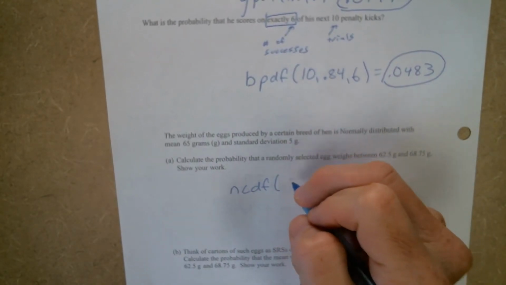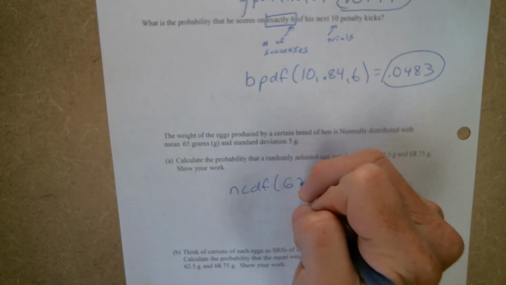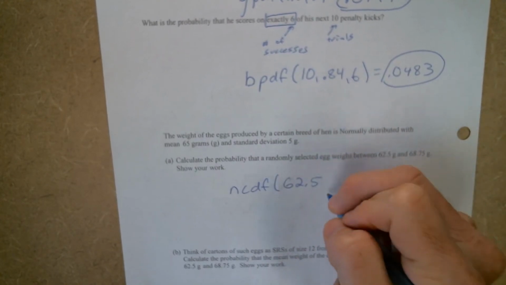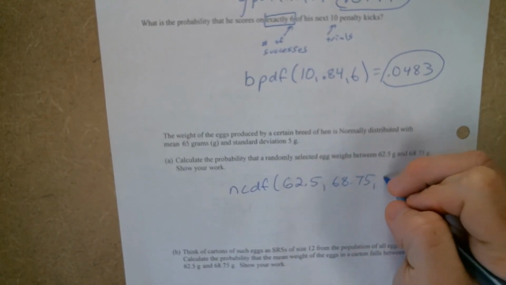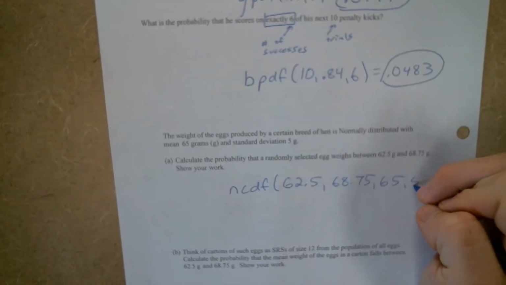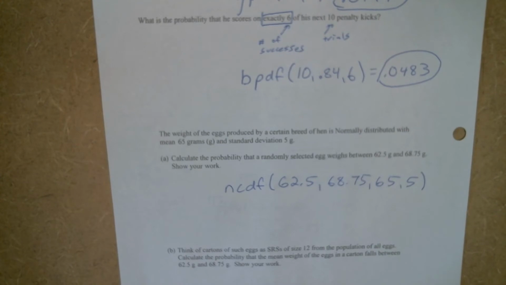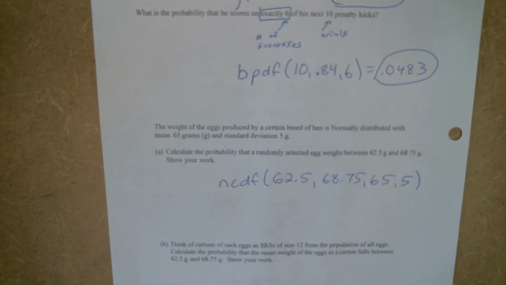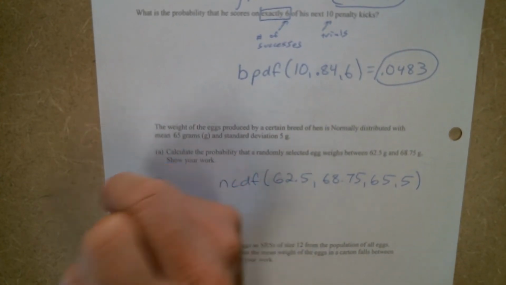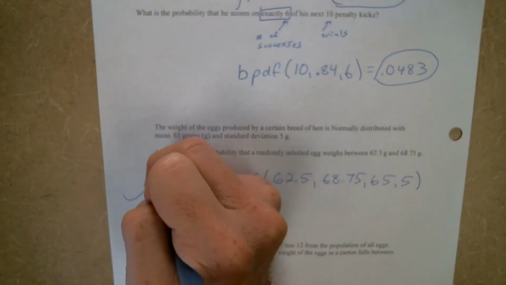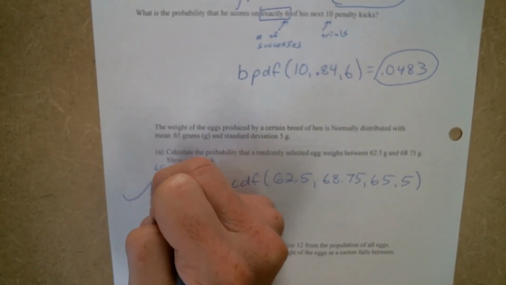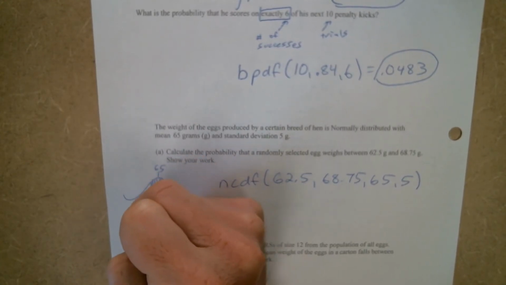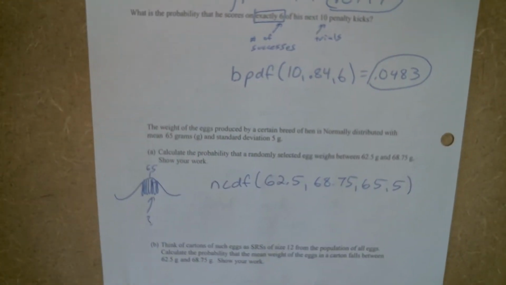And again, we want to know what are the odds of being between 62.5 and 68.75 when the mean is 65 and the standard deviation is 5. All right, so again, we've got a little curve here. The curve is centered at 65. We want to know what area are we looking at right here?